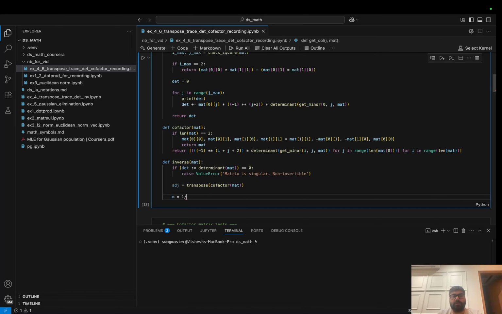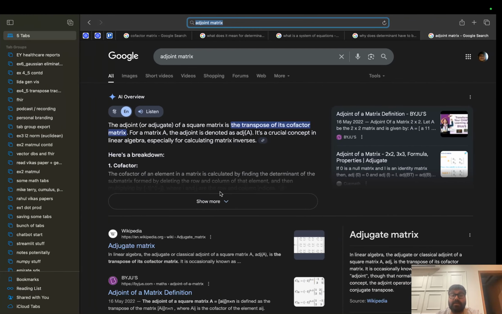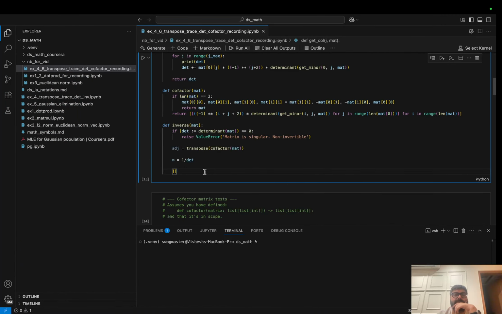And we have to multiply each item in the matrix with 1 over the determinant, right? Yeah. And then okay, yeah, so we got 1 over determinant times the ADJ matrix, right? The adjugate, there you go, that's the word. Crucial concept, okay. 1 over determinant.